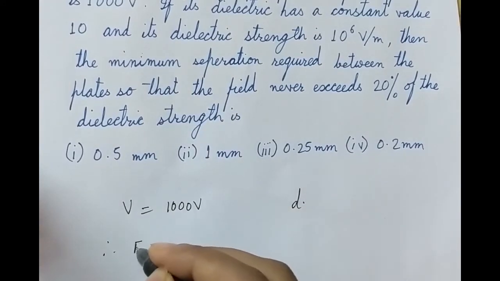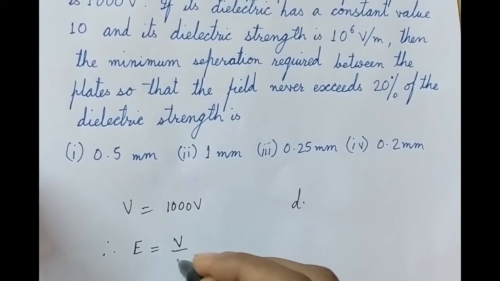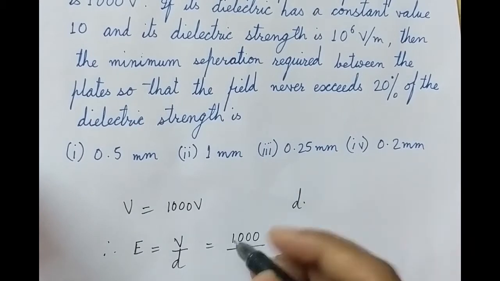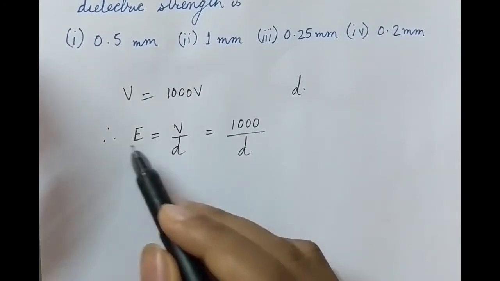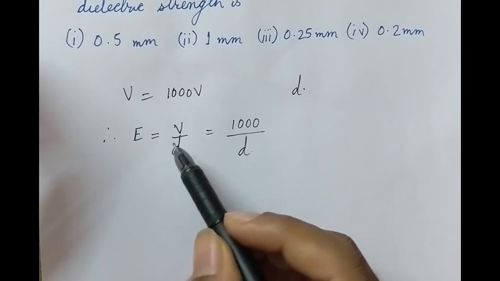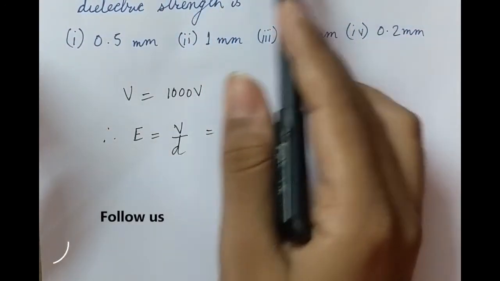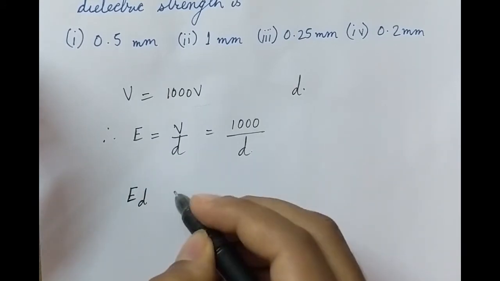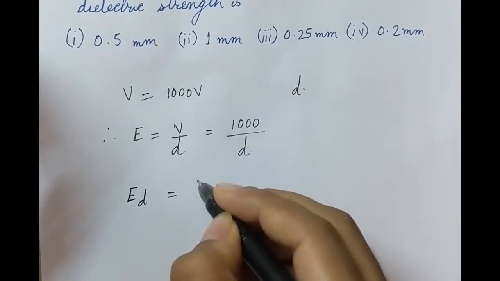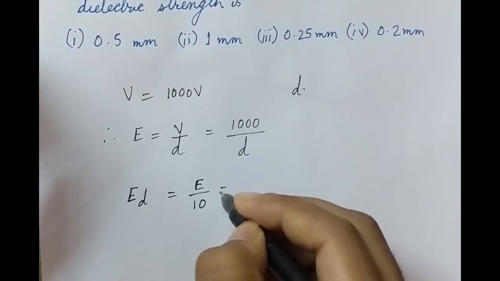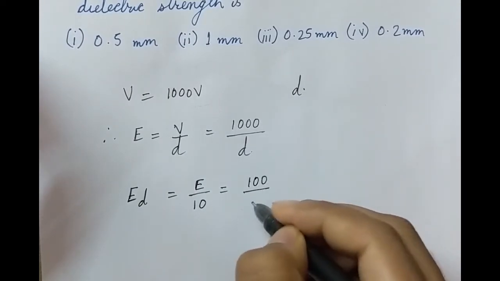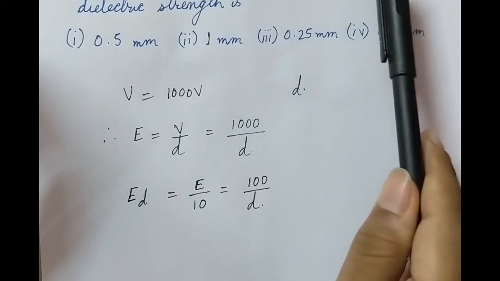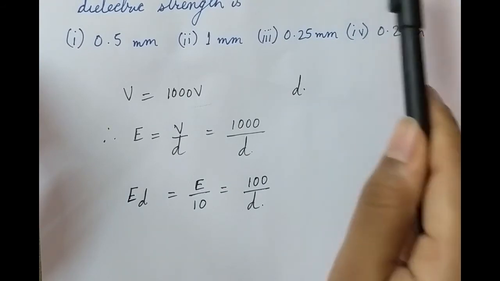So we can find the electric field in the region. Electric field is given by V by d. That is 1000 divided by the separation distance, that is d. Now this is the electric field that should have been there, but since there's a dielectric with a dielectric value of 10, the experimentally found electric field value will drop by a factor of 10. So it would come to be 100 by d.